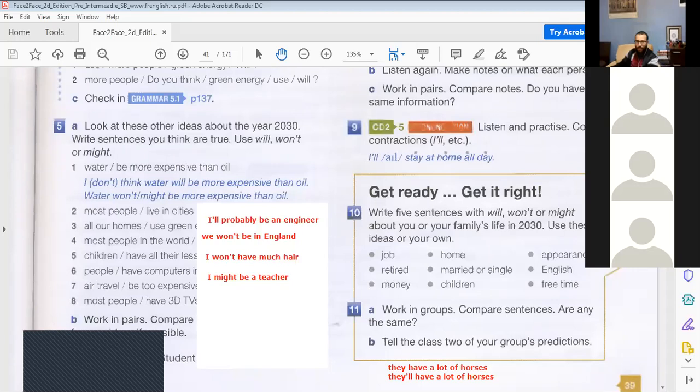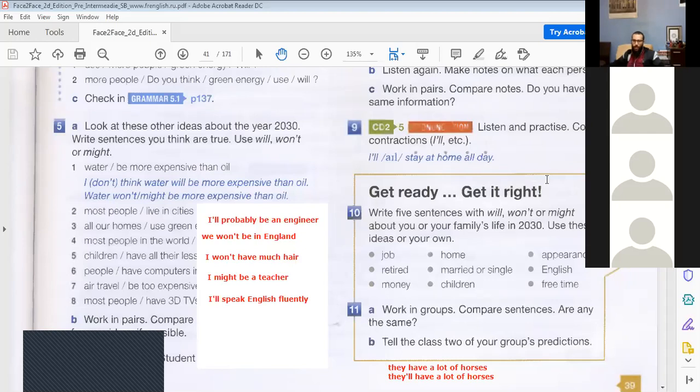I'll speak English fluently. I'll speak English fluently. That's it. All right, so these are examples of how to talk about predictions for the future. This is the idea.